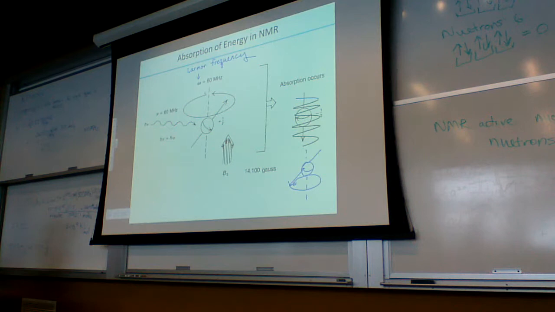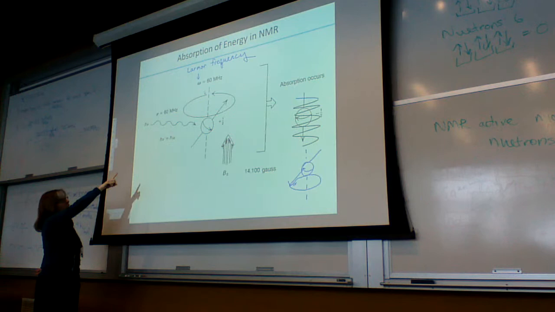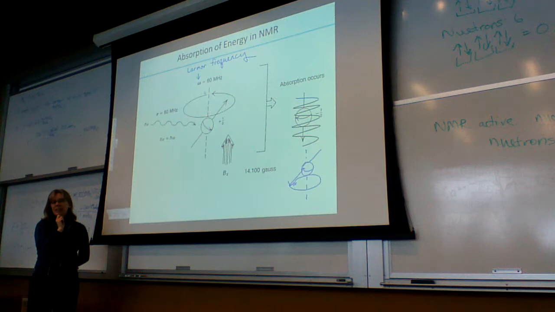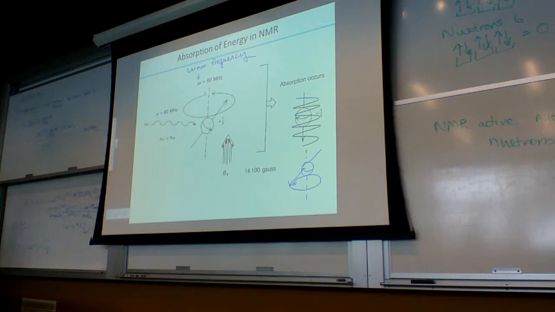The energy that it takes to excite this, notice that h times the frequency is exactly equal to h times the Larmor frequency. It is a quantized energy, just like on our other excitations in IR, you can only absorb the exact energy it takes to get excited from the lower energy state to the higher energy state. So this is a quantized absorption of energy. It can't just take any amount of energy and change spins. It has to be exactly the same.